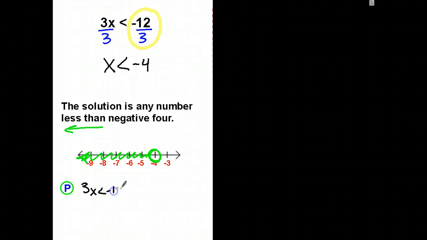And then I write down my original inequality, 3x is less than negative 12, and then I'm going to come back in here, and I'm going to put in a value for x. I look and think, oh, it's multiplication, so it doesn't matter what value I pick.